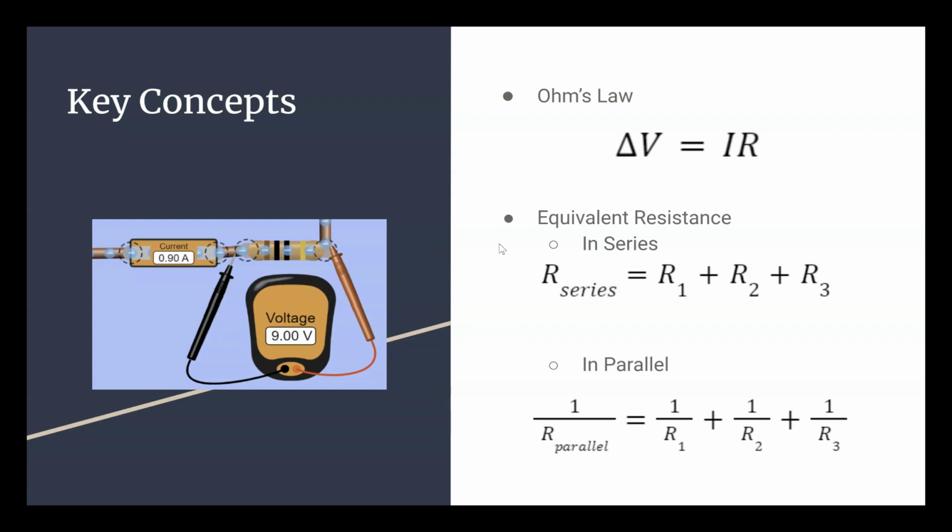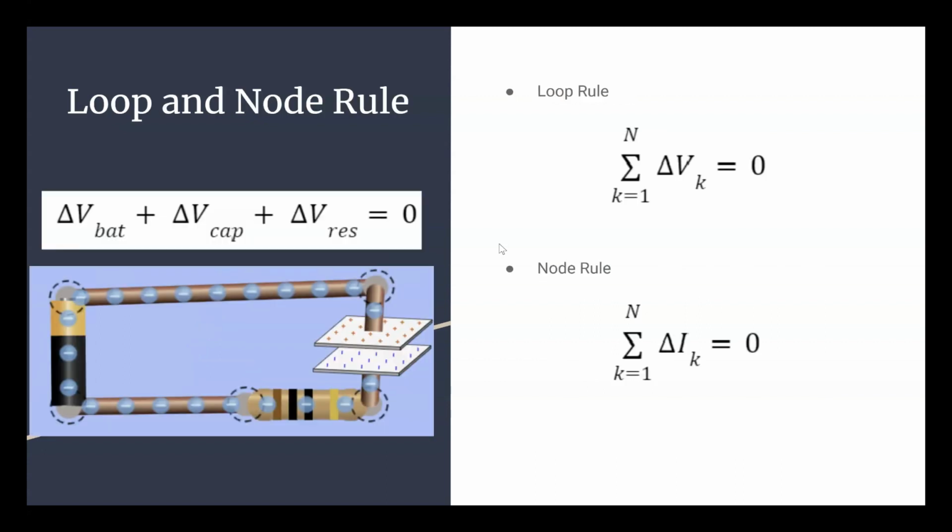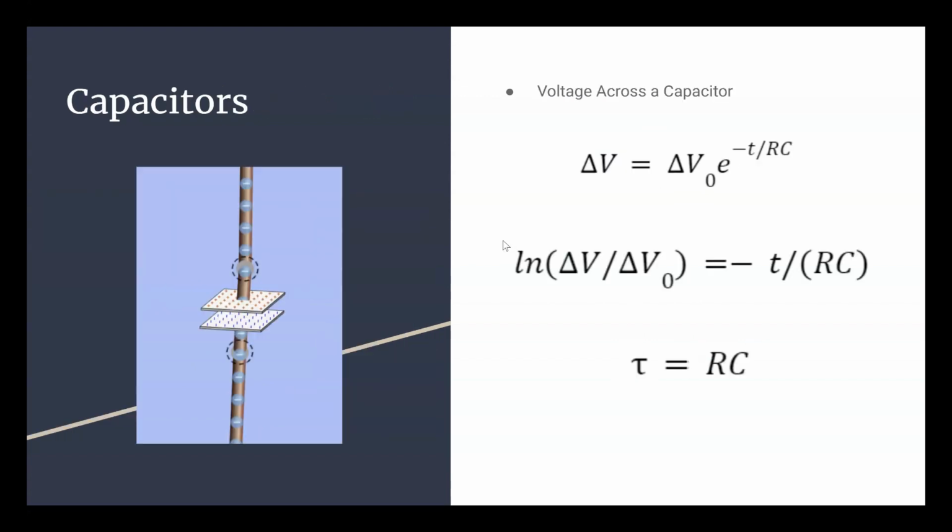In series, the equivalent resistance is just the sum of the individual resistances. In parallel, the equivalent resistance is the reciprocal of the sum of the reciprocals of the individual resistances. The loop rule states that going around any closed loop in a circuit, the sum of the voltages will equal zero. The node rule states that any current entering a junction must also leave the junction, which is a statement of conservation of charge.